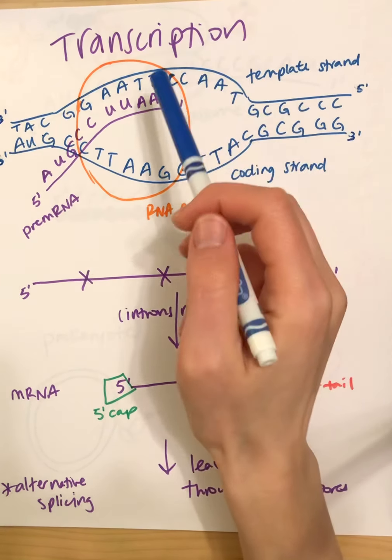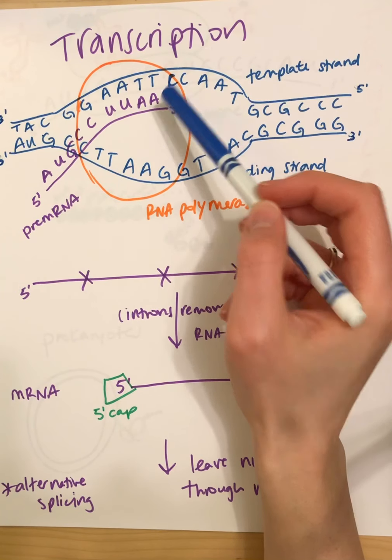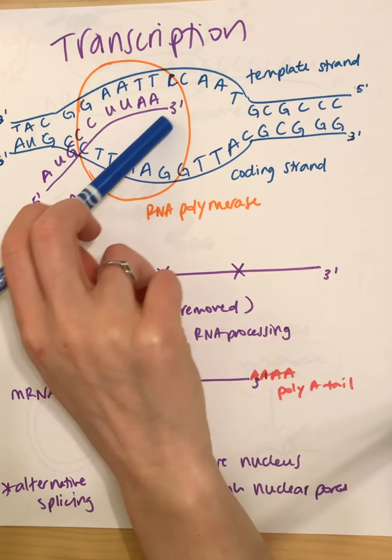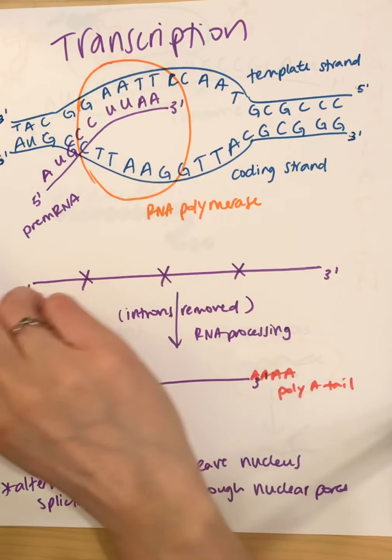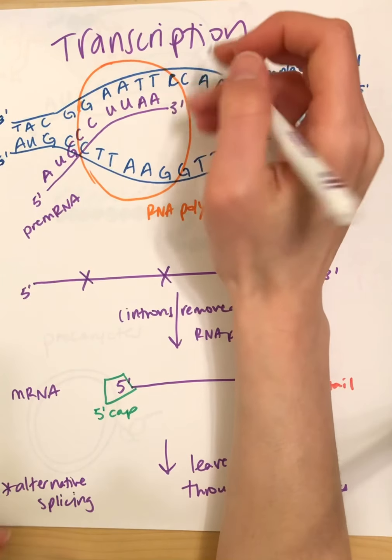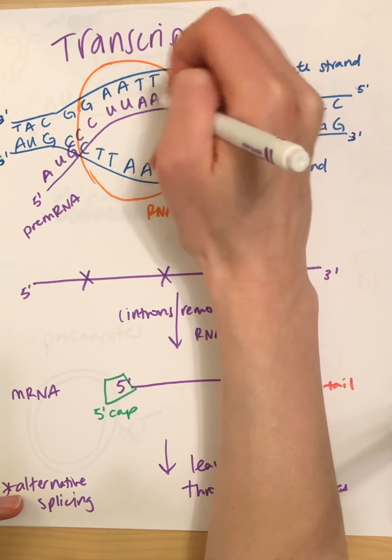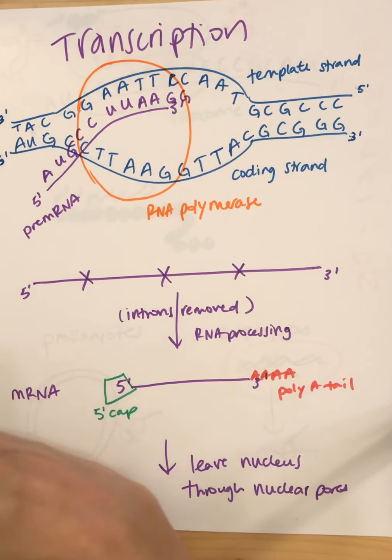And you can see that we're, again, always adding to the 3' side of the RNA. So the RNA polymerase is moving in this direction, and it's going to add on a new RNA molecule. So what would it be adding next here? It would be adding a G, and then another G. So it's growing in that direction.